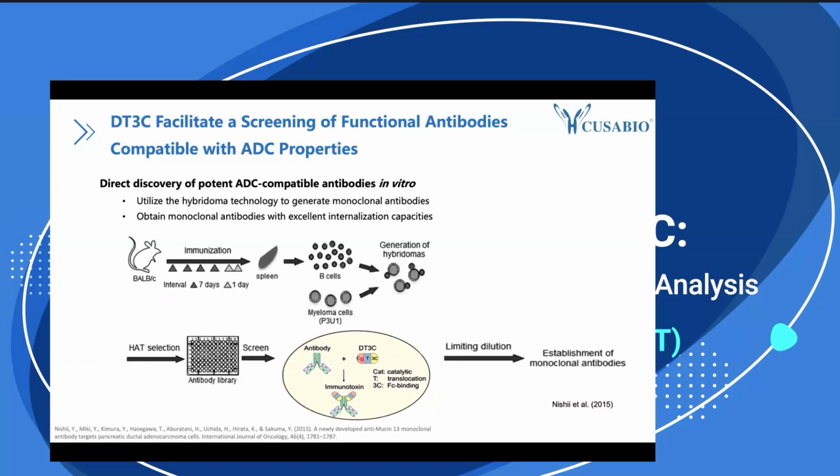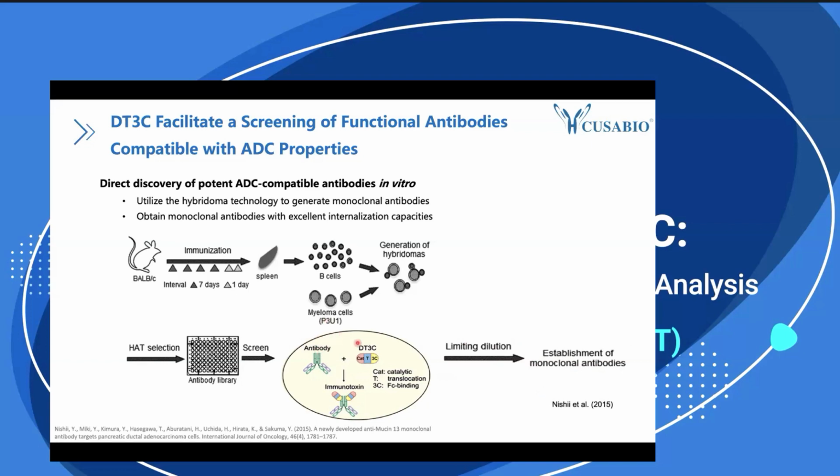So here is an example showing how you do it. After the hybridoma library is constructed, when you do the selection, just incubate the supernatant from the hybridoma library with the DT3C. After the incubation, you can obtain the antibodies with excellent internalization capacities. So the final product will be more than the normal antibodies.